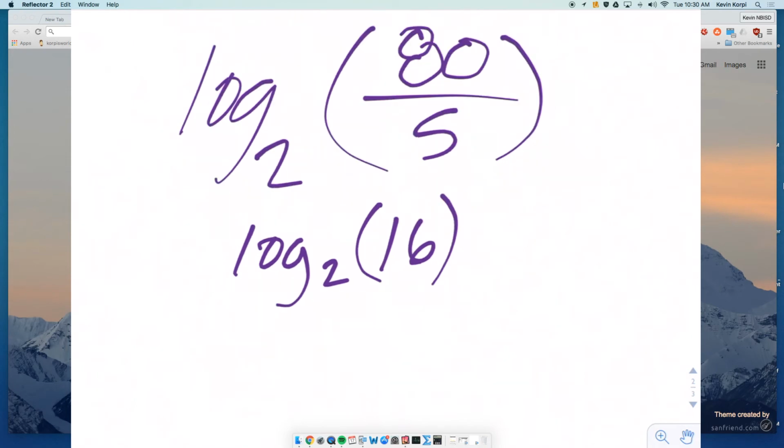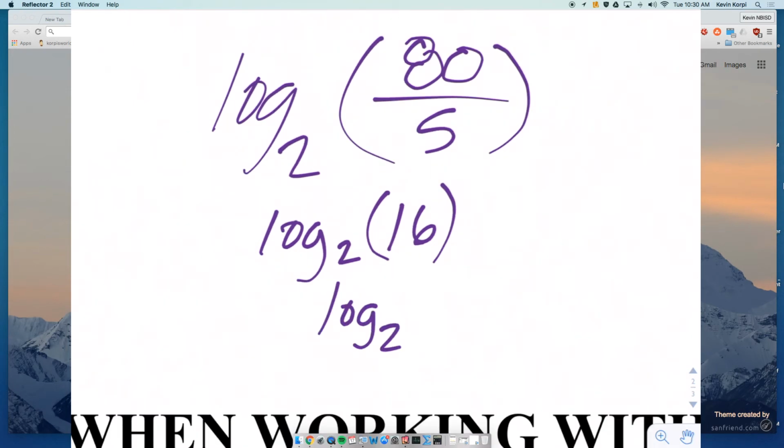Can you write 16 as a power of 2? Sure, it's 2 to the 4th. And now, using the properties of logs, instead of calling it x and going around the world, what is log base 2 of 2 to the blob? It's just the blob, and in this case, the blob is 4.